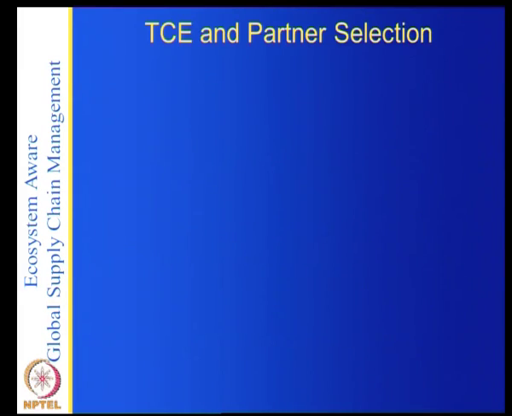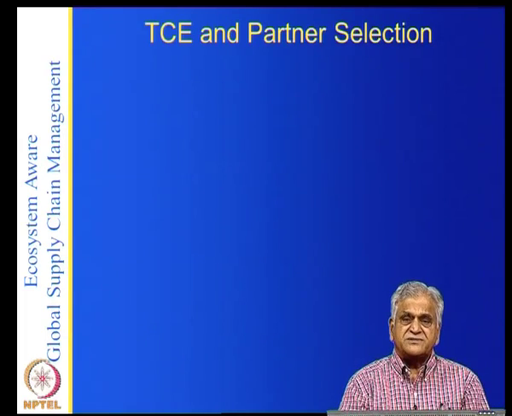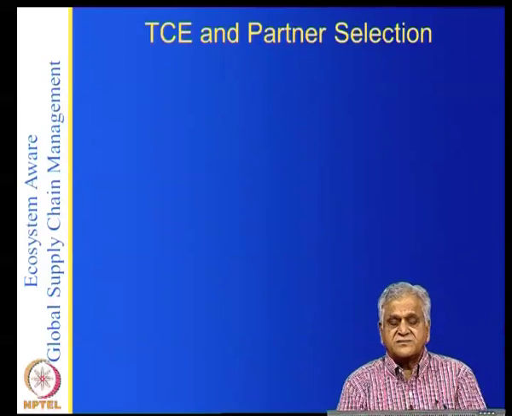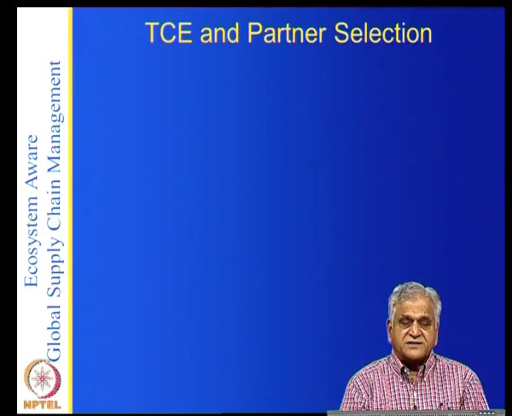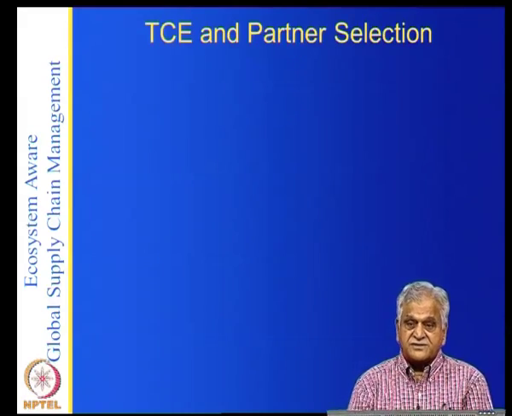Let us look at what partner selection is. Now, how do you select partners? Usually, in the ordinary case, how do you select partners? It is based on low cost. Somebody says 11 rupees and somebody else says 9 rupees, you select the 9 rupees one. That is the cost issue.